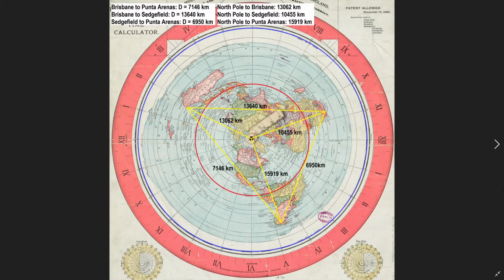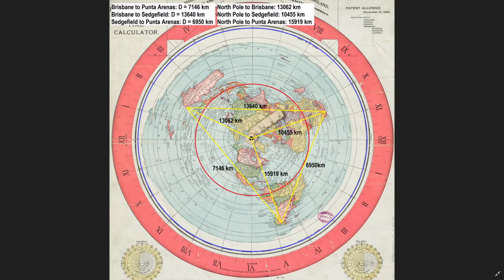Well, here's why. Okay, here is a Gleason's map with some locations marked on it. One, Brisbane, Australia, Punta Arenas in Argentina, and Sedgefield, South Africa. So I plotted the distance between those points. I also plotted the distance from the North Pole to each of those points. For instance, let's look at Brisbane to Sedgefield, 13,640 kilometers. Yet, from Brisbane to the North Pole is 13,062 kilometers.